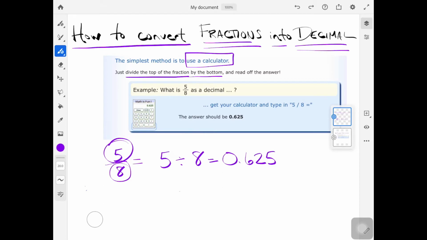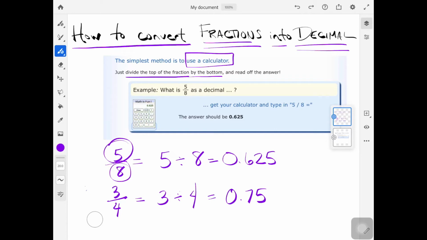And this works for other numbers too. Let's look at 3/4. We know that that's going to be less than 1 as well. 3/4 is equal to 3 divided by 4, which is 75 hundredths.